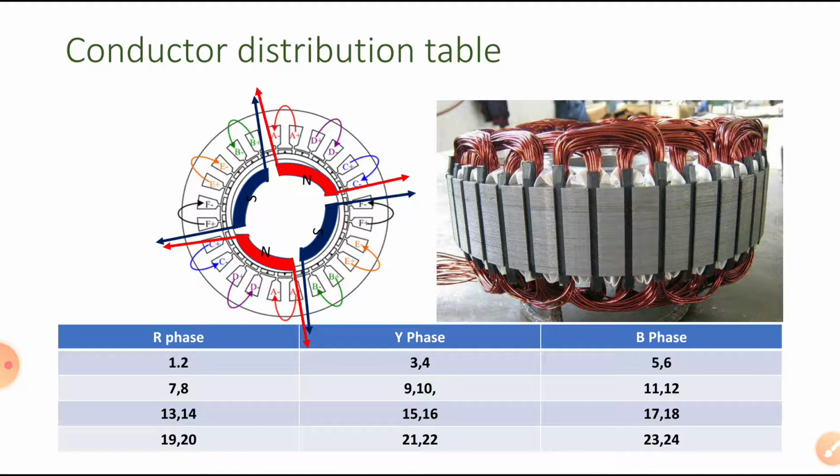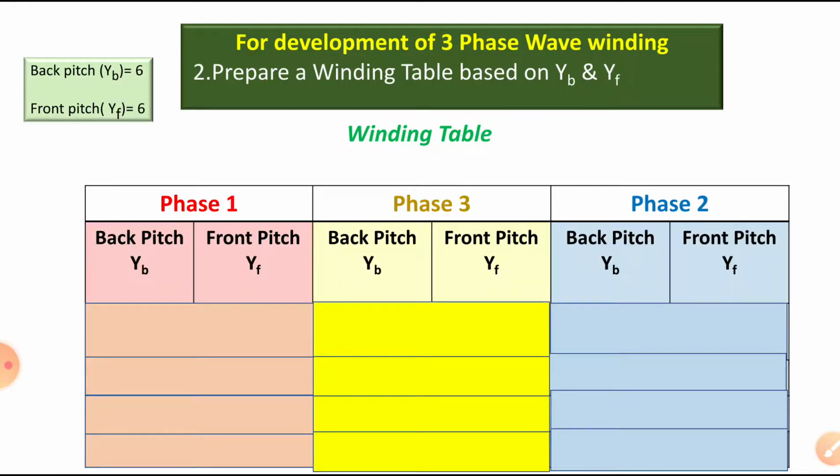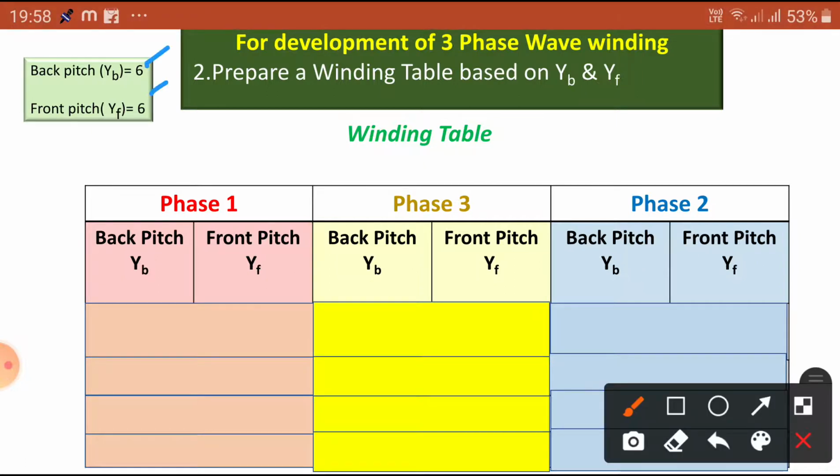Now draw the winding table, the conductor distribution table. How are we going to draw the winding table? This is a winding table for phase 1, phase 3 and phase 2. Phase 3 is inserted in between phase 1 and phase 2 to create 120 degrees apart. Now, back pitch and front pitch, we know that both are 6 and 6.